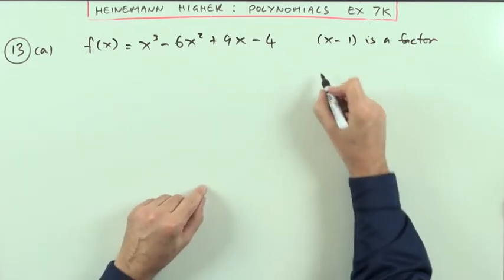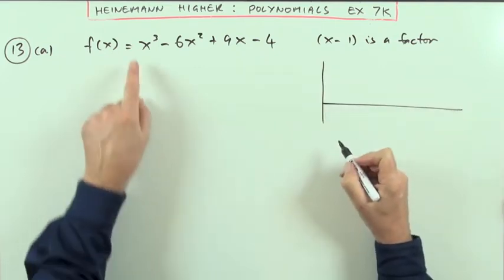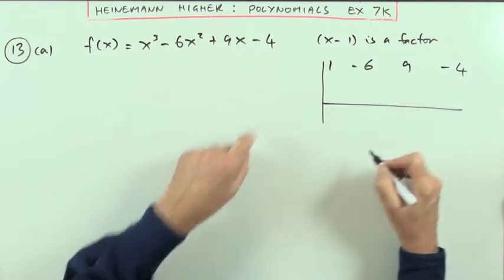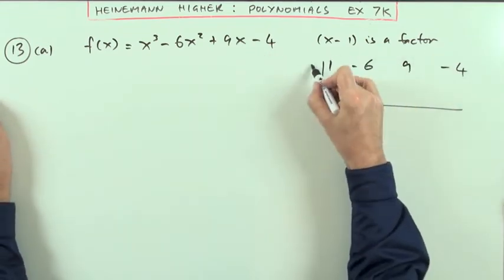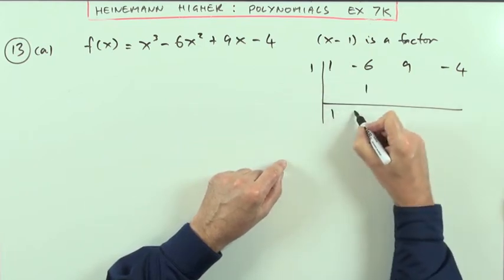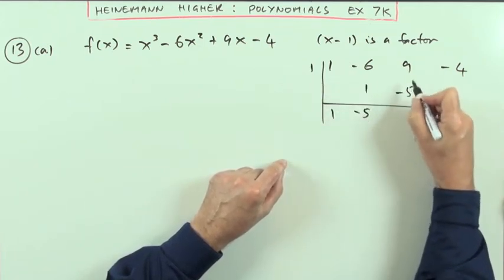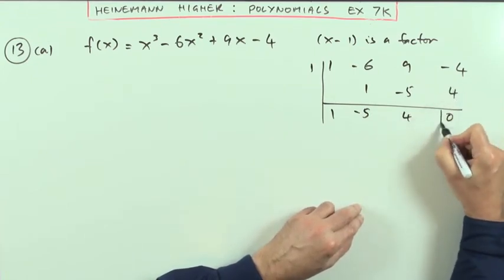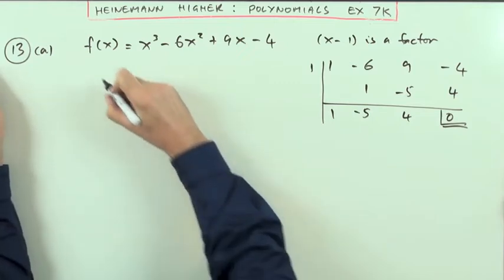Right, well, I'll use my synthetic division then. So putting down a table, I've got coefficients 1, -6, 9 and -4. And if x minus 1 is a factor, then 1 should be a root. So I'll put the 1 into that. 1, multiply it up, add it down -5, multiply it up, add it down 4, multiply it up 4, and I've got a 0. So what I can say now is this.